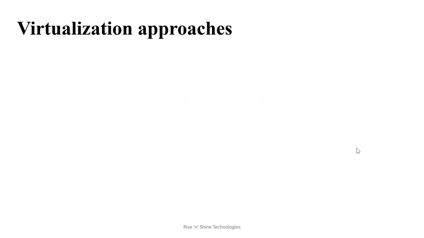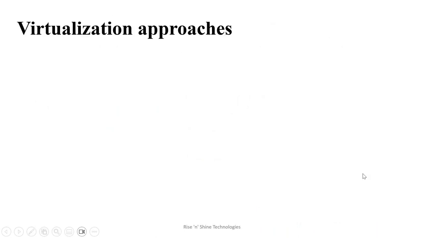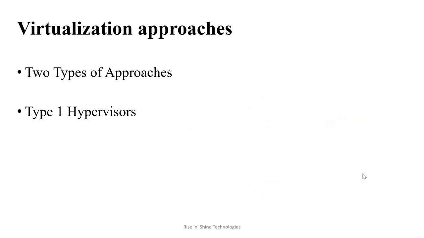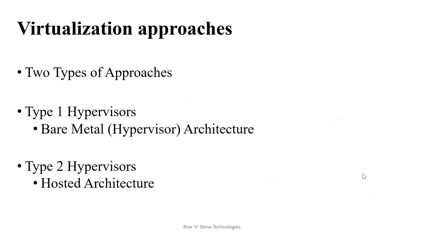What are the different approaches available? Now that virtualization was invented, we have different types of approaches which we can go ahead with. There are two types of approaches: type 1, that is a bare metal hypervisor architecture, and type 2 hypervisors, that is a hosted architecture.